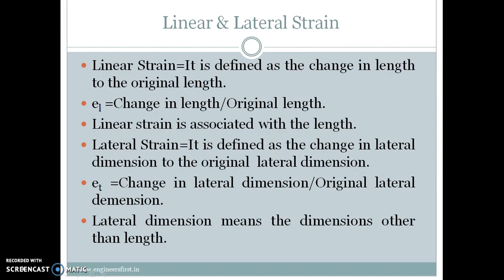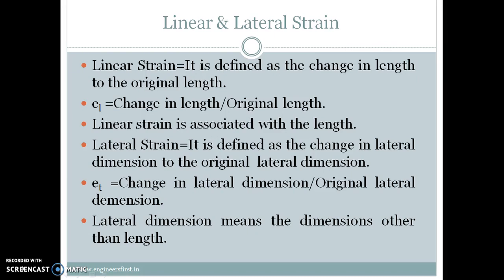Next term, linear and lateral strain. Linear strain is defined as the change in length to the original length. It is denoted by letter e suffix L. Always remember, linearness is associated with length. What is another type? Lateral strain.